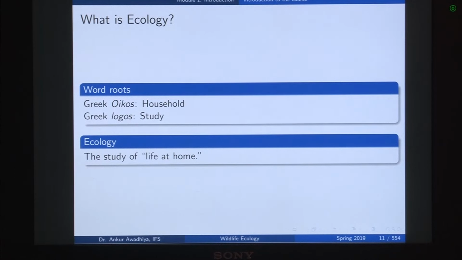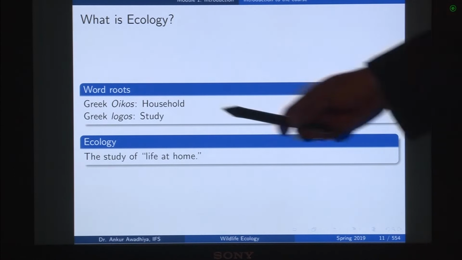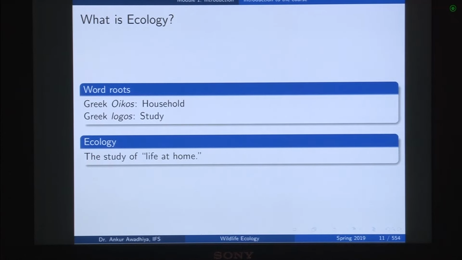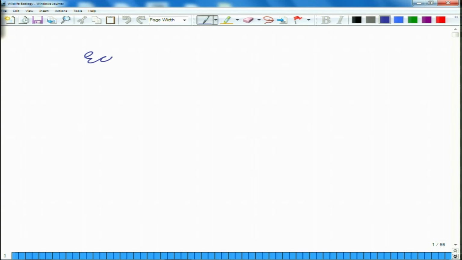So, if you look at the word roots, ecology comes from the Greek words oikos and logos. Oikos means a household where people live. So, when we say ecology, oikos is home, and logos is study.